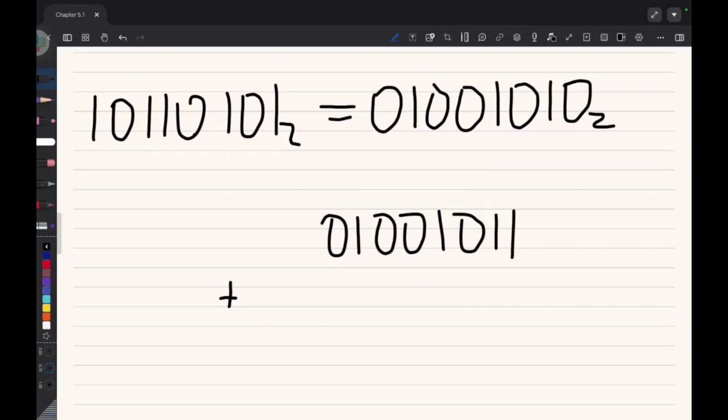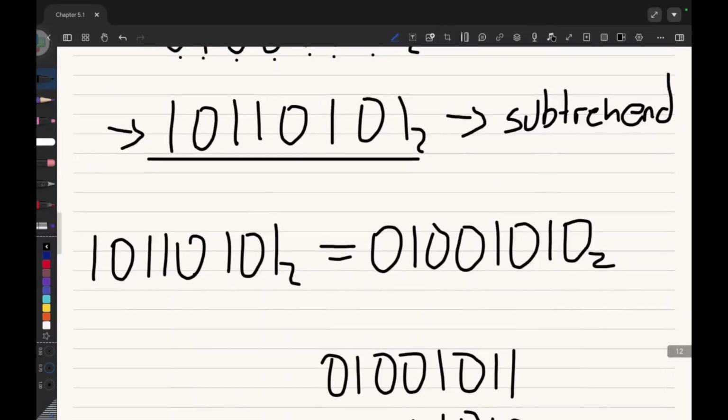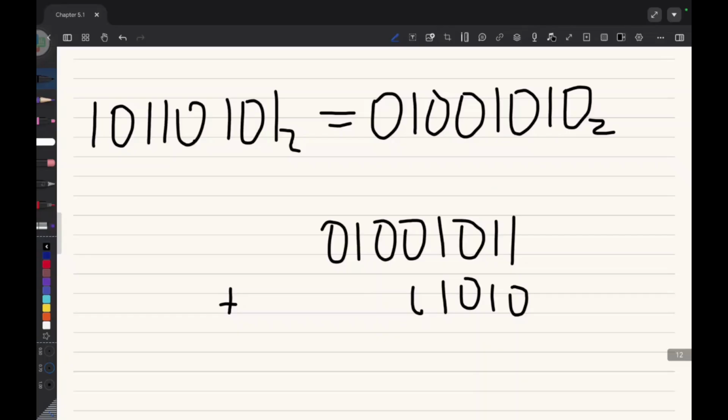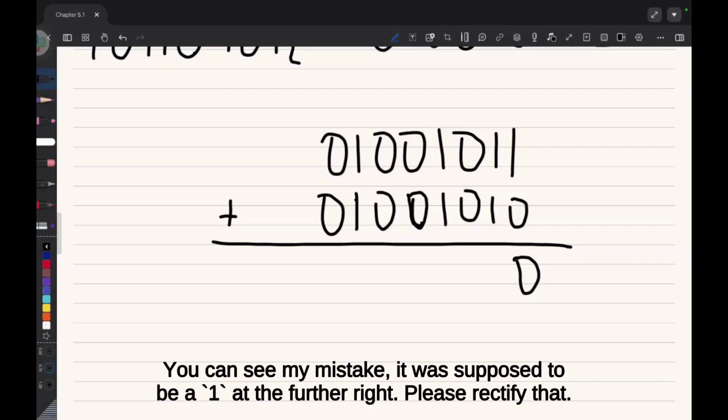Then we add it to the subtrahend, which is 0 1 0 1. I think I copied the same number, but anyways, let's go on. 1 0 0 0 1 0. I think I copied the same number, but that's fine. Then we're going to add these numbers. What do these two numbers give us? They give us a 2, and the 2 is denoted by a 1 0.